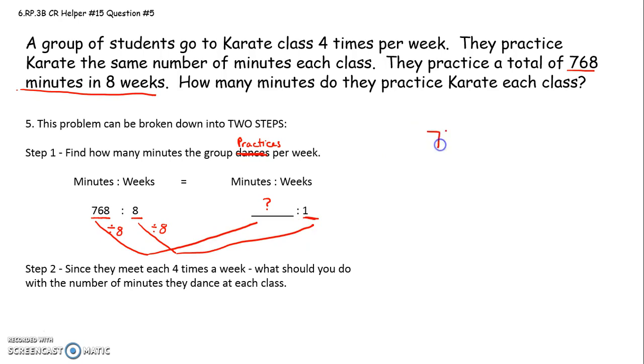So I take my 768 and I divide that by 8. 8 goes into 76 9 times. 9 times 8 is 72. Subtract off. 6 minus 2 is 4. Bring down the 8. How many times does 8 go into 48? 8 goes into 48 6 times. 6 times 8 is 48. That tells me that they practice 96 minutes each week.